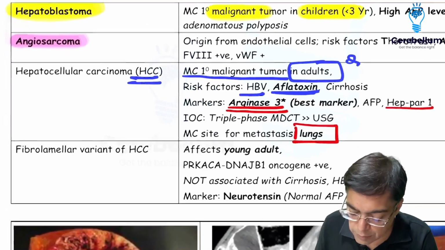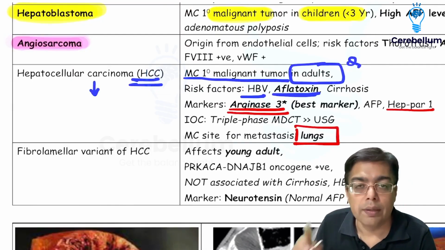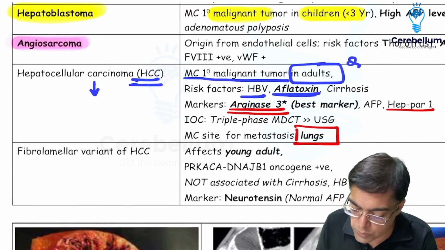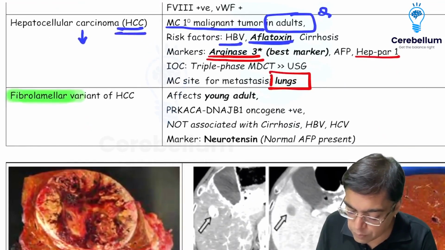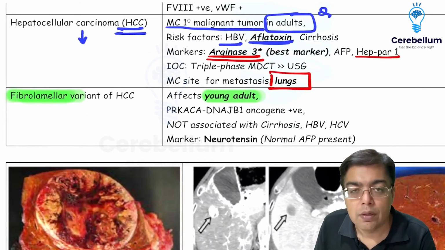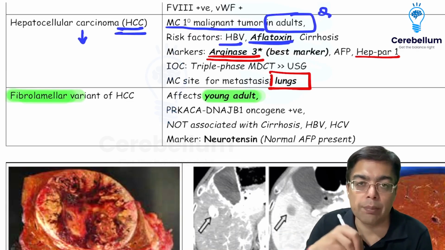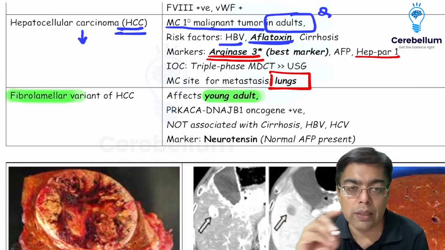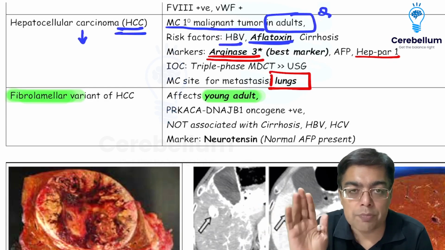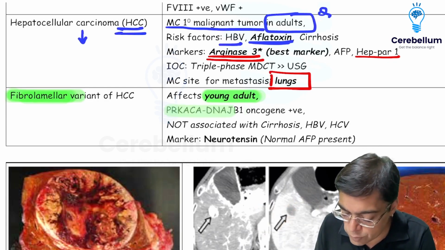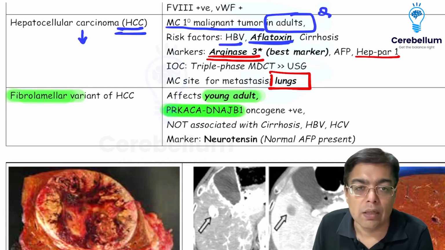One of the important features that you need to remember is that hepatocellular carcinoma is a cancer seen in elderly individuals. However, there is one variant which is seen in young people, and that is the fibrolamellar variant. The fibrolamellar variant is important because it affects people of a younger age. It is not related to the classical risk factors for hepatocellular carcinoma: no association with hepatitis B and C, no association with alcohol intake, no association with aflatoxin. Then of course you would ask, how is it caused? It is caused by a definitive association with a particular marker in its pathogenesis, that is the DNAJB1-PRKACA fusion.